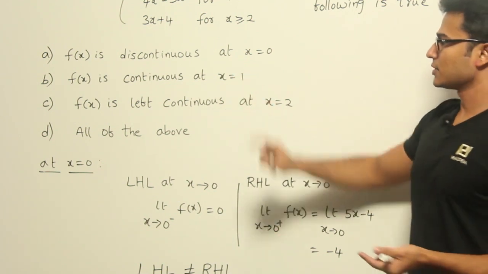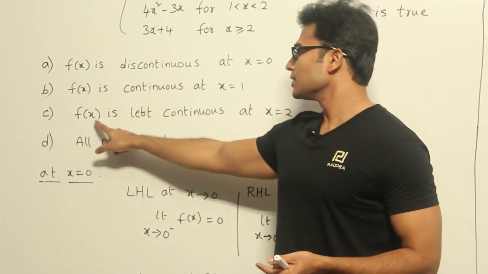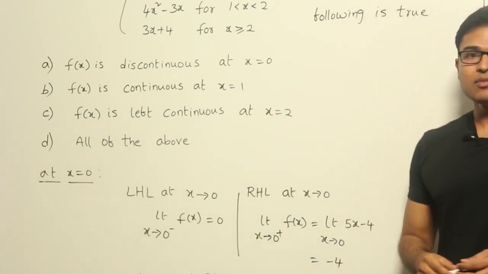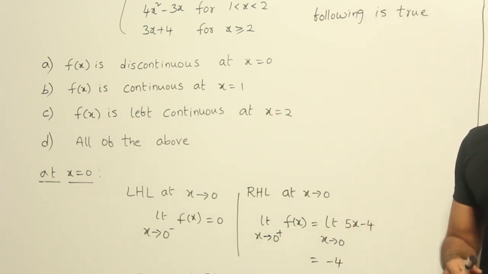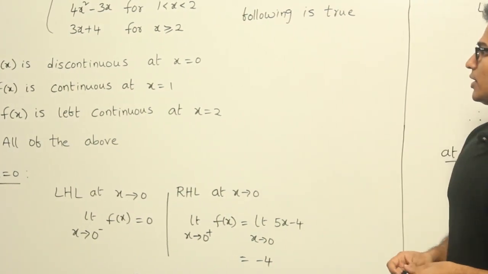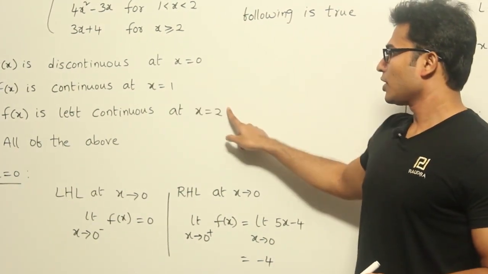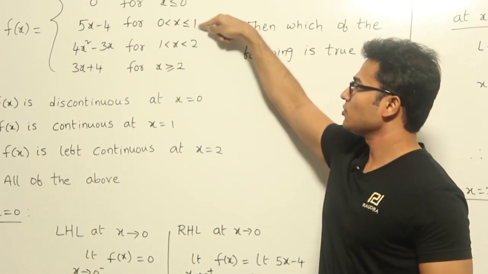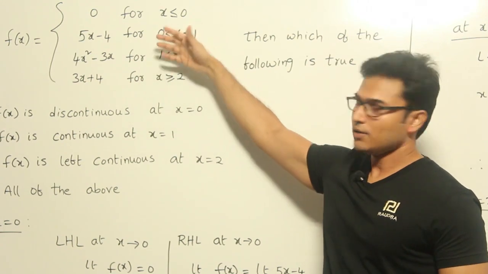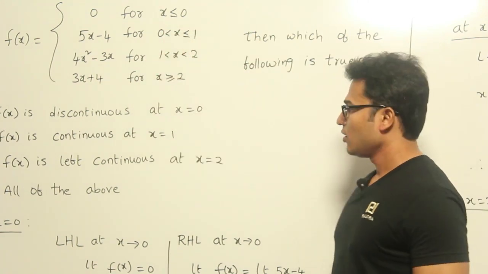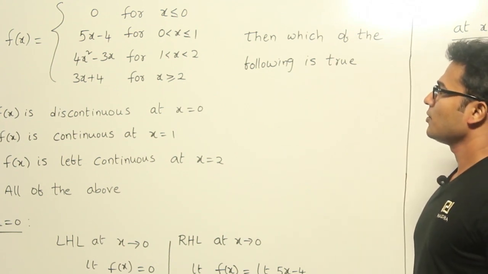Otherwise it is discontinuous. Now what about option C? F of x is left continuous at x equal to 2. Now they are talking about left continuity. How to check it? Left hand limit and the value at that point, right? So if you see this, 0, 1 and 2 are given. Here also the function is exactly changing at 0, 1 and 2. Got it? So you have to use this function this way and you have to solve this. Okay, let's check option A.